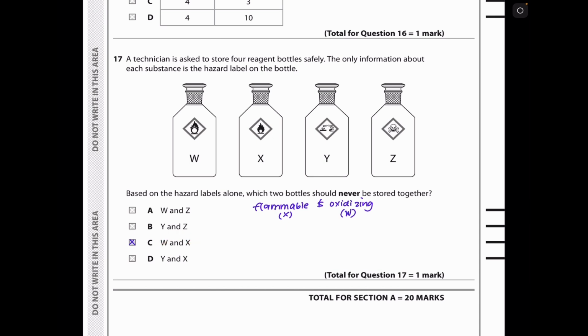So this brings us to the end of question 17 as well as to the end of section A. Let's continue to section B.